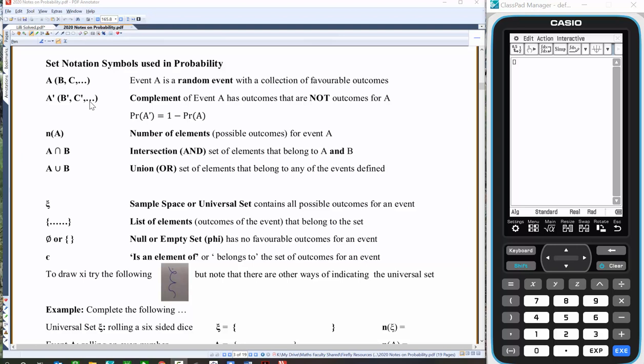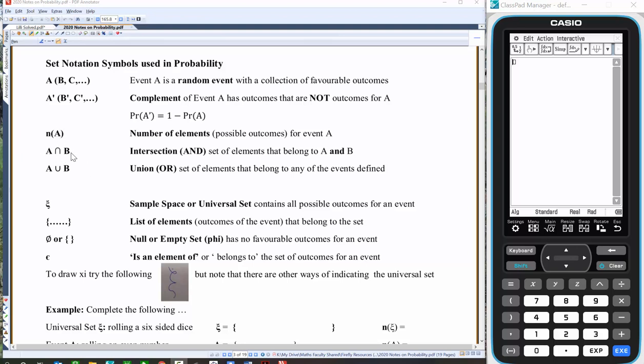That would be like saying it's not raining today, which means it's dry. There's no rain. So we call that the complement. If we're looking at the number of elements, so possible outcomes for event A, we say n(A). We're not looking for the probability, so note the big difference there.